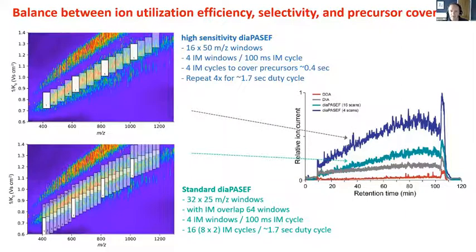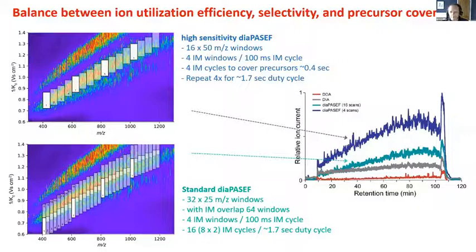What's shown in this picture are two examples of isolation schemes that try to illustrate this. The boxes show the isolation windows, where the ones filled in solid white are the first cycle of the TIMS, and the numbers indicate the subsequent cycles. The lower left one we call standard DIA PASEF, a general purpose method using 25 m/z windows, which you can see are stacked on top of each other to cover the whole precursor space. This means it takes 16 cycles of the TIMS device to cover all of this precursor space.